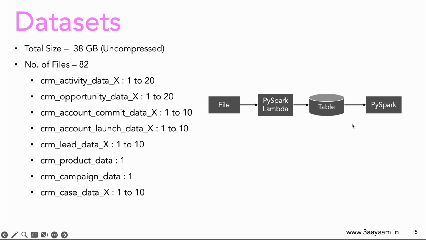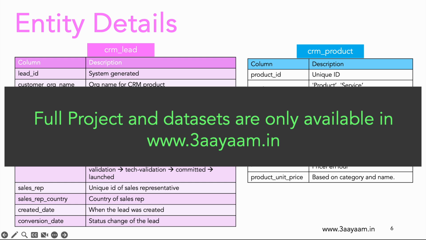And the database can be MySQL database also. And from there, you'll have to read using PySpark, and the remaining data engineering pipeline would continue. In the next few slides, I have given the details of the entities, meaning the columns and their corresponding descriptions. What are the values that a particular column can have?